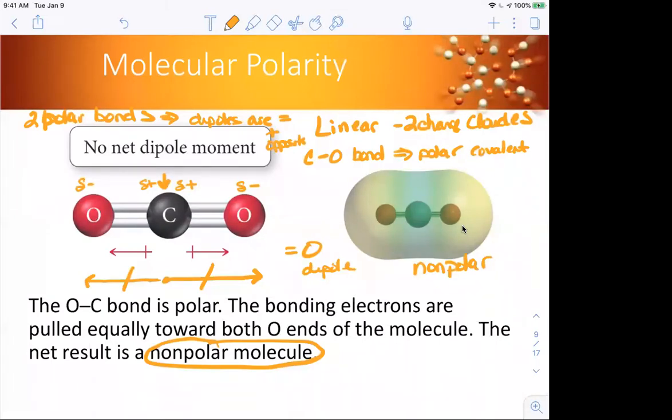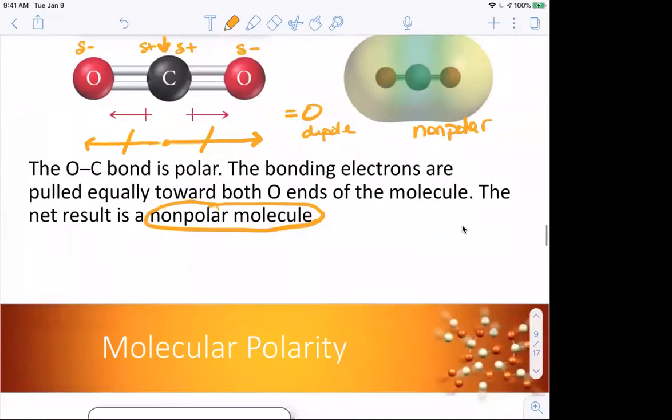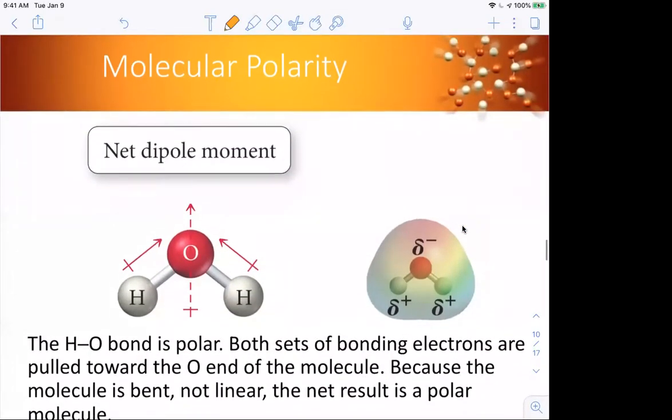So what we're seeing is it's not sufficient just to have polar bonds in a molecule and say it's polar. I have to look at the effect internally on the entire molecule, all of the atoms. And to do that, I'm going to use an approach where I track all the dipoles in my particular molecule. Here's another example.